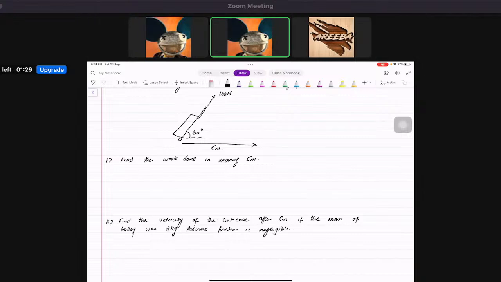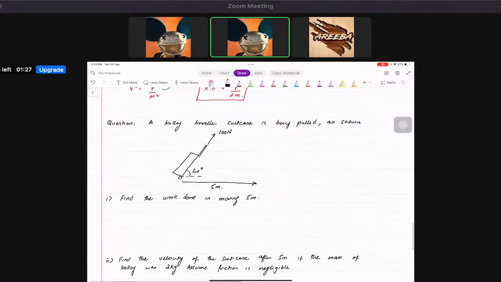Okay, now when you see this question, you first understand that the force and the displacement are not in the same direction, which would mean that we need to find the force that is parallel to the distance. So we're going to make the components of the force. So this was our force. We're going to make components.